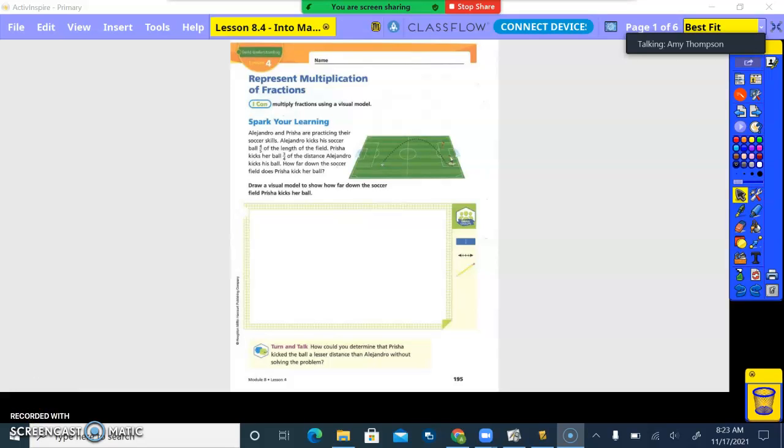Fifth grade math lesson 8.4. Represent multiplication of fractions. I can multiply fractions using a visual model.